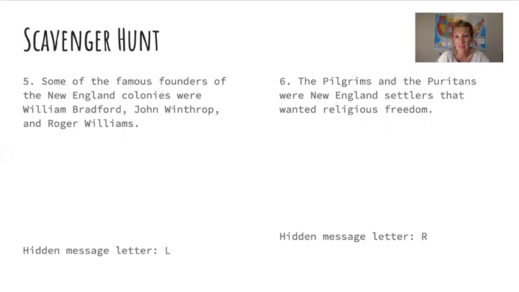Number 6. The Pilgrims and the Puritans were New England settlers that wanted religious freedom. So they wanted to be able to practice whatever religion they wanted to. Hidden message letter R.